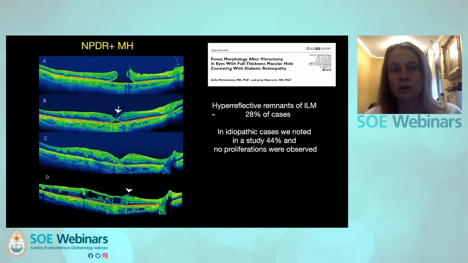We also observed in about 30% of eyes some hyperreflective remnants of the ILM on the surface of the closed macular hole. Of course, we were a little worried about the possible proliferation in those cases, but we performed another study on idiopathic eyes and published it in Retina with longer observation time, and none of those cases with this hyperreflective remnant, presented to you by the arrow, developed any proliferation afterwards. So such an appearance might be observed also in diabetic retinopathy.